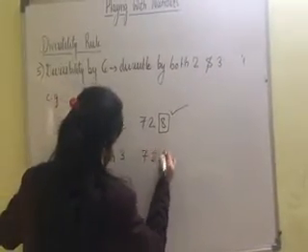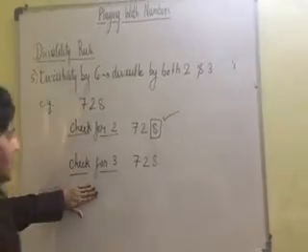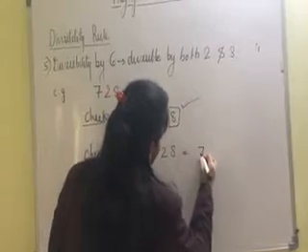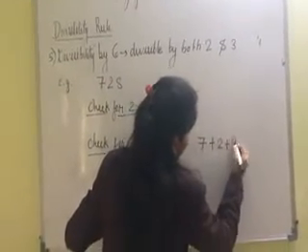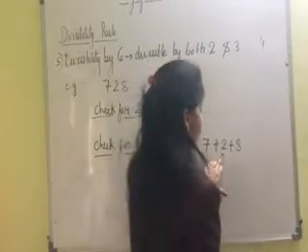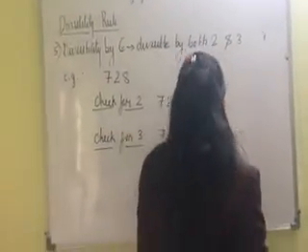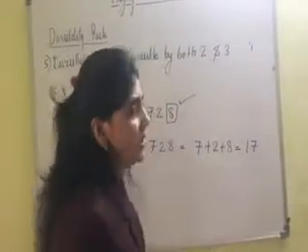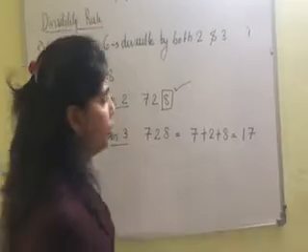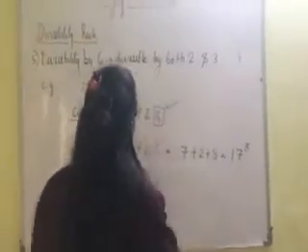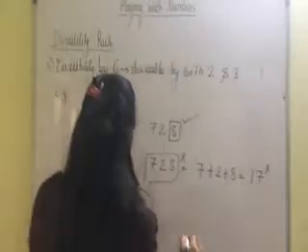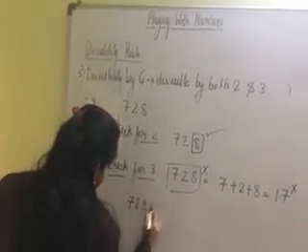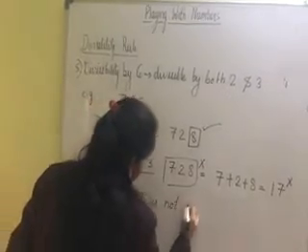728. Divisibility of 3 is: if the sum of the digits is divisible by 3. 7 plus 2 is 9, then 10, 11, 12, 13, 14, 15, 16, 17. So, is 17 divisible by 3? No. It means 728 is not divisible by 3. In total, it means that 728 is not divisible by 6.